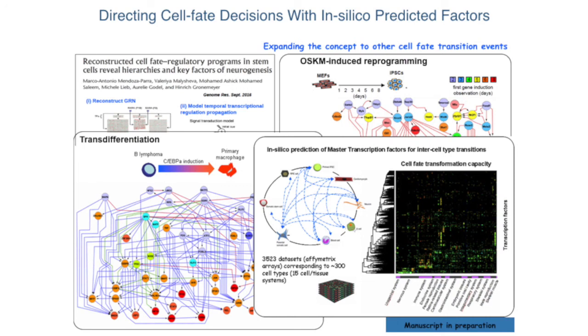We've taken these data, analyzed them, and identified those transcription factors, key factors in the regulatory network, which is responsible for the phenomenon which we are observing. And beyond that, we have a project in the lab where we have stored something like 3,500 data sets, which comprise RNA-seq and Affymetrix arrays, so transcriptome information of about 300 cell types.